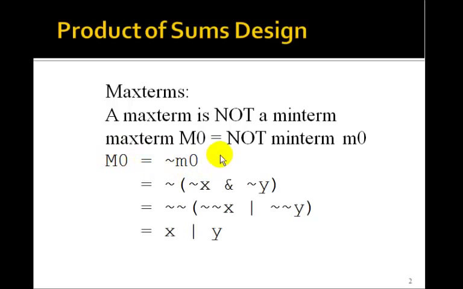But you remember what little m0 was. That was just not x and not y. So big M0 is just not that. And now we can use De Morgan's theorem to not the variables. So not x becomes not x, not y becomes not y. Change ANDs to ORs and not the result. All these nots go away and we end up with x or y. So the max term big M0 is just x or y.